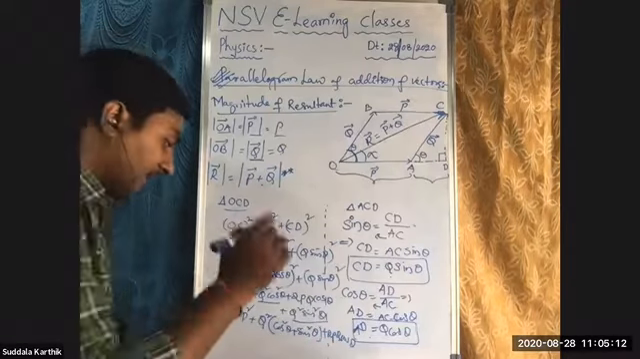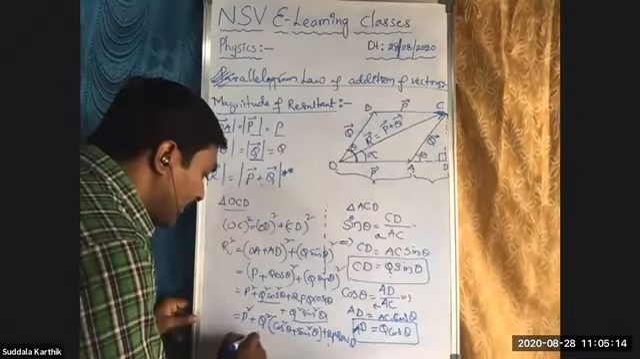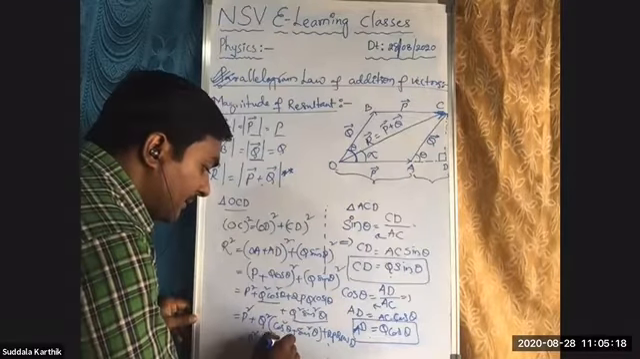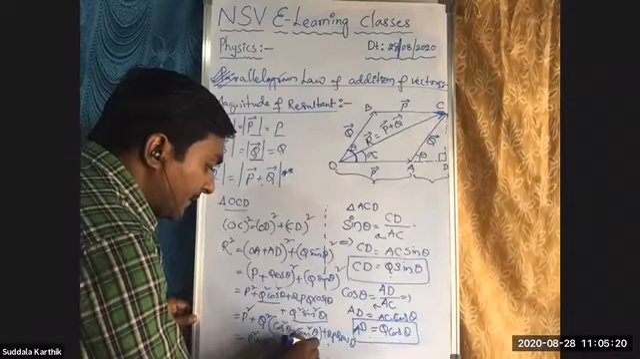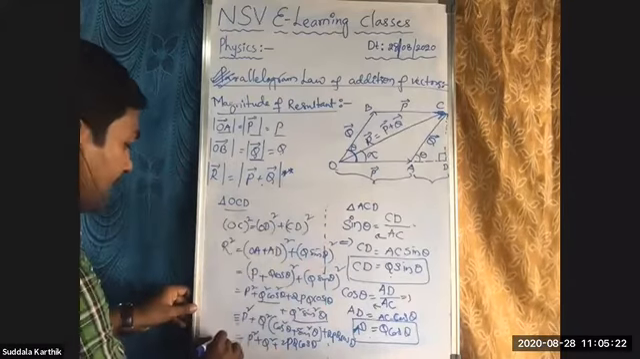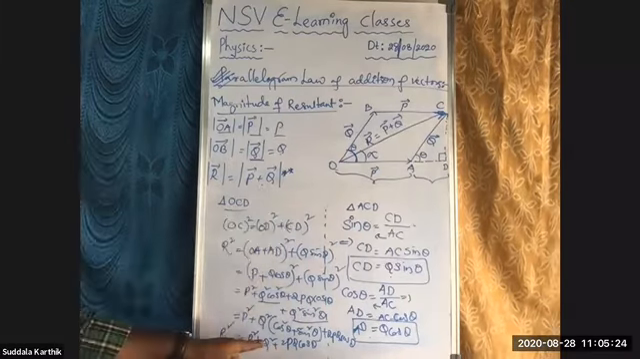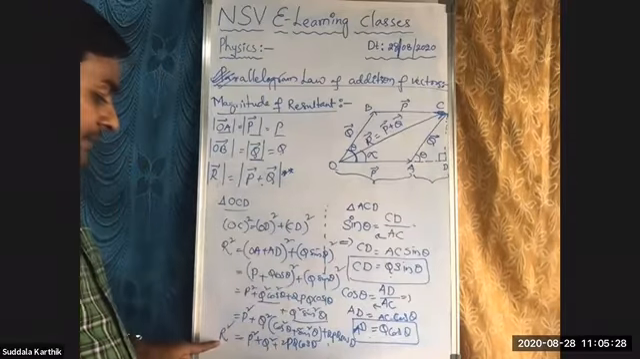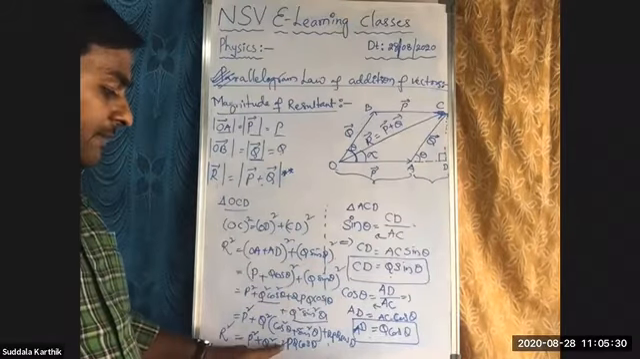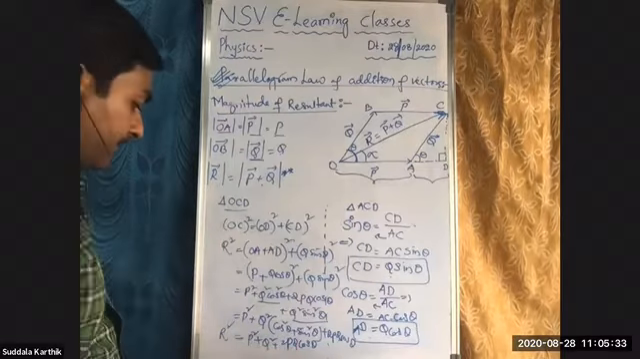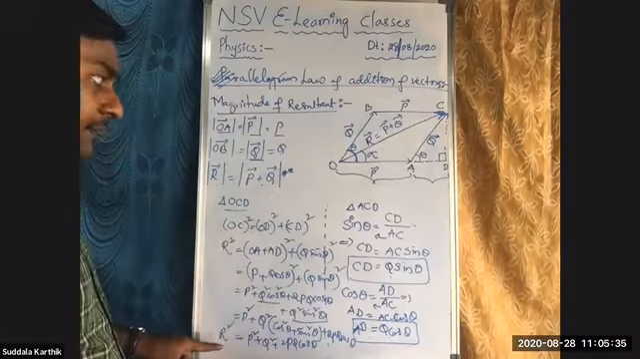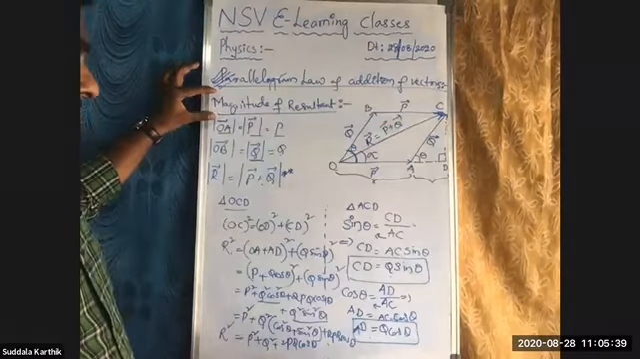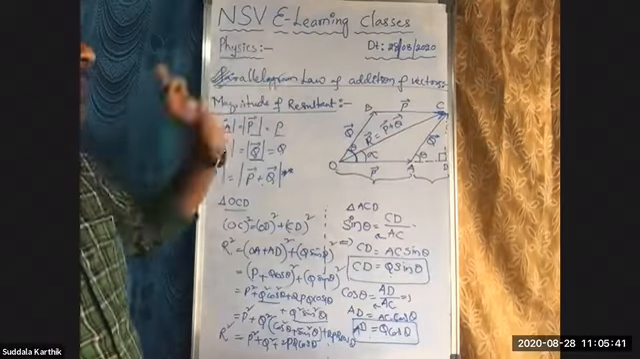So P square plus Q square into 1, I am writing directly, plus 2PQ cos theta. R square is equal to P square plus Q square plus 2PQ cos theta. Right? This is the square of the magnitude of the resultant. My aim is also to calculate the magnitude of the resultant vector.